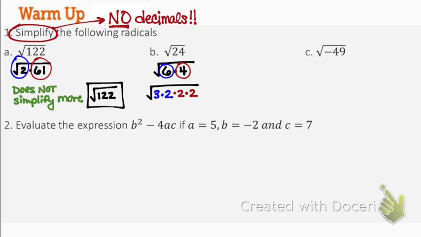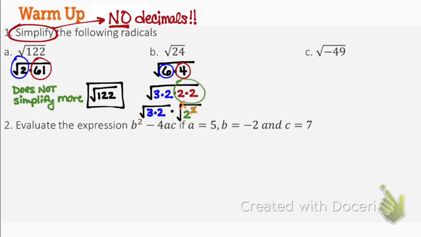What's another way to write 2 times 2 other than 4? 2 squared. So this would be 2 squared under my radical. Over here, I have 3 times 2 under the radical. What do we know about squares and square rooting? What happens when we square root something that's being squared? It cancels out.